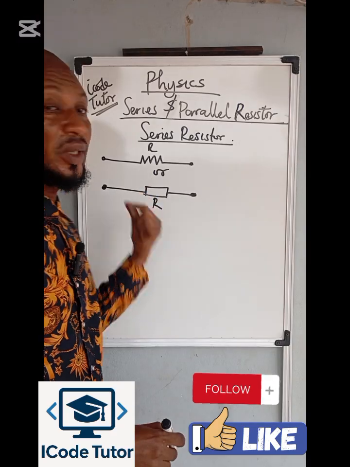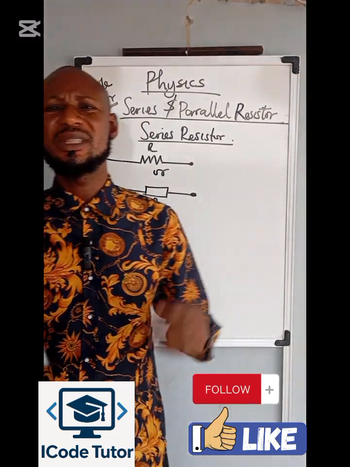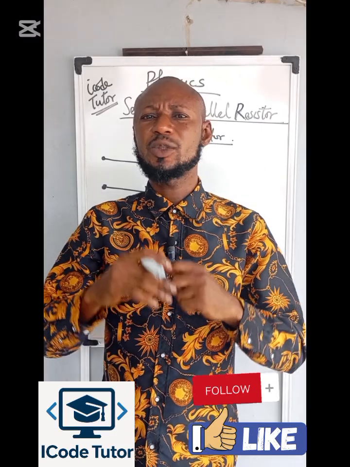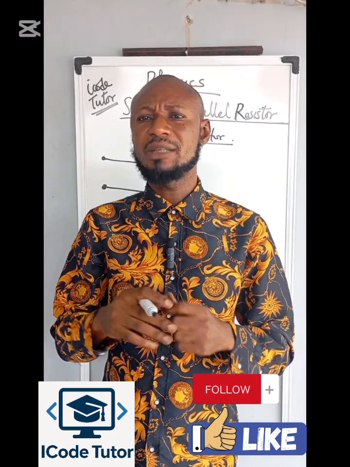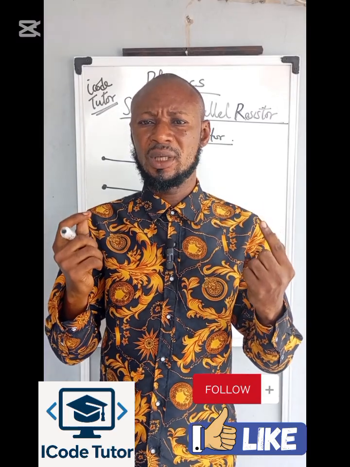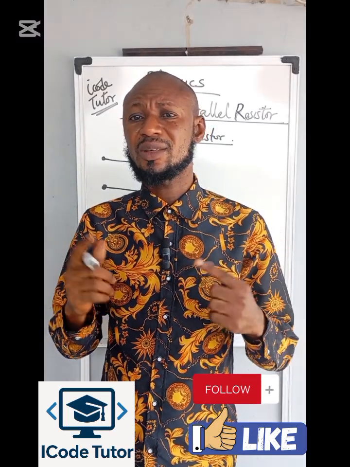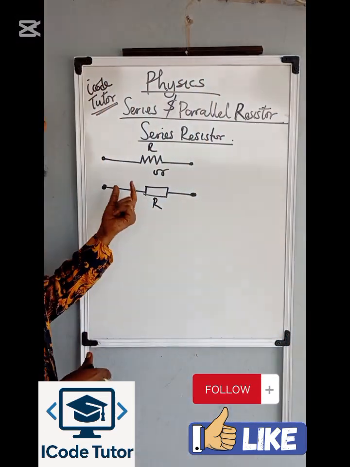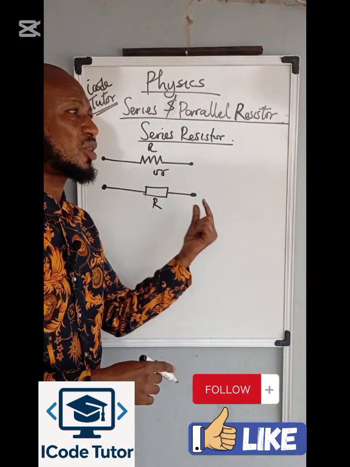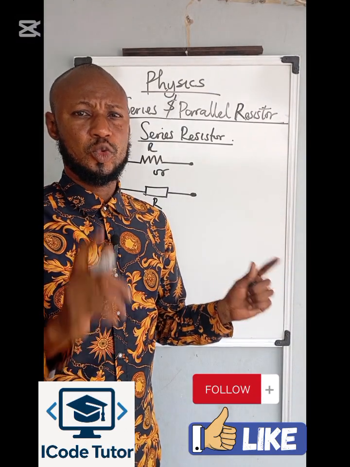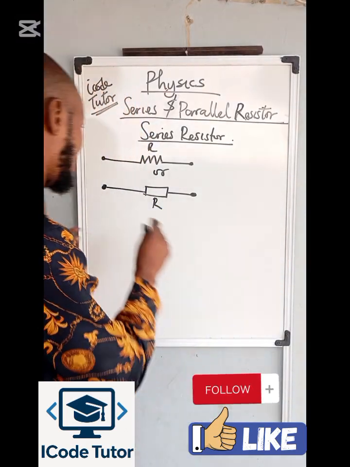Of a resistor. Now, when we are talking about series resistors, two or more resistors are said to be connected in series when the same amount of current flows through all the resistors. Now, in such circuits, the voltage across each resistor is different. That means that a series resistor always comprises two or more resistors.